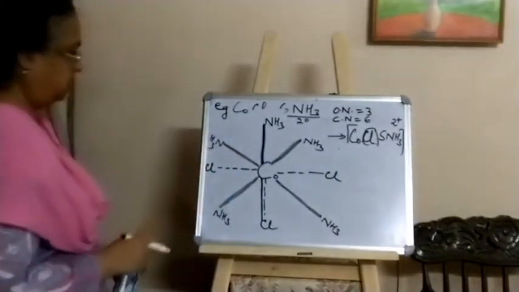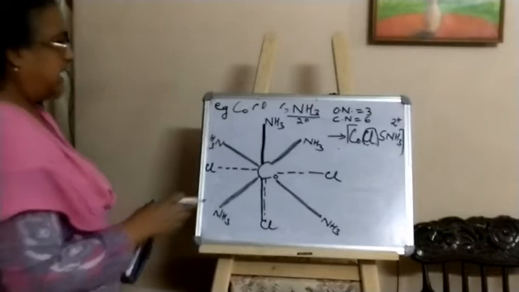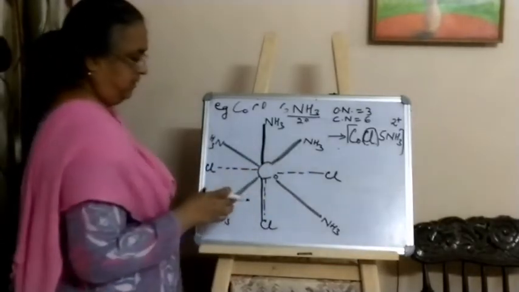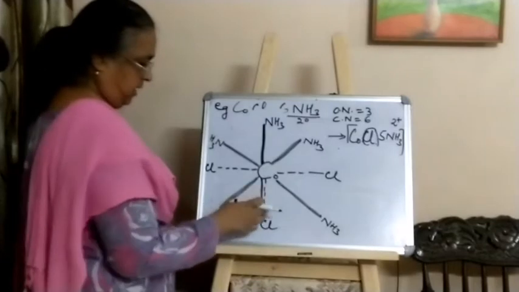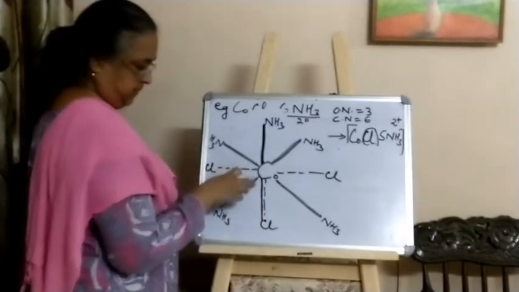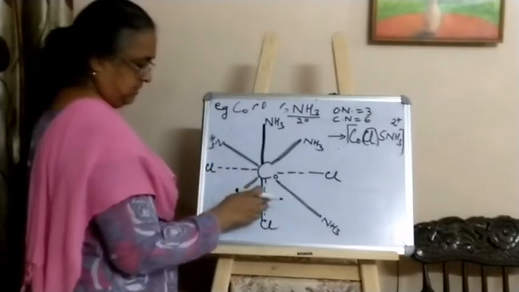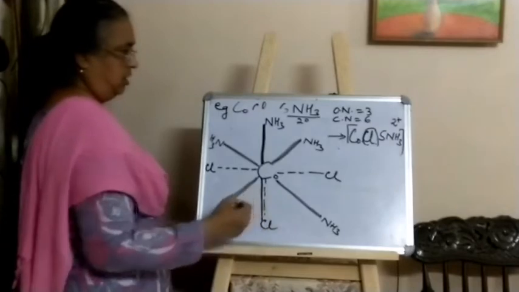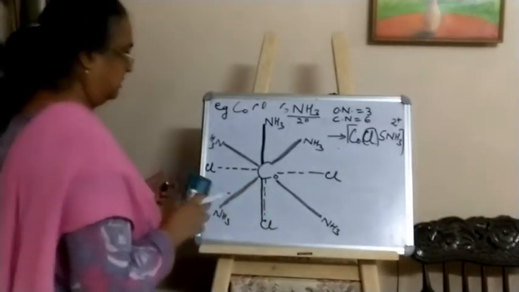So this is here. You can see here that two of them are dissociable, shown with only primary valency, dotted line. One chloride ion is attached to the central metal atom through the secondary valency as well as primary valency. So this chloride ion is not getting dissociated.